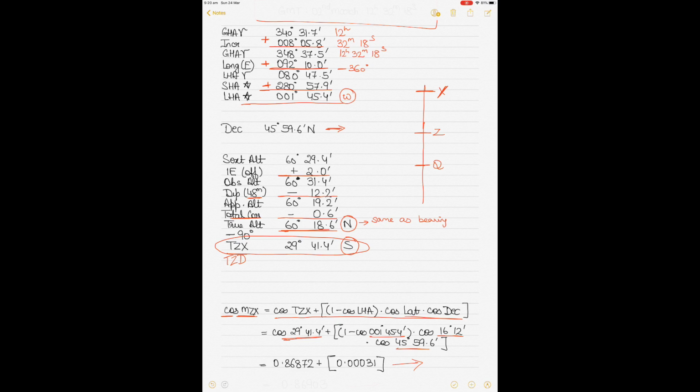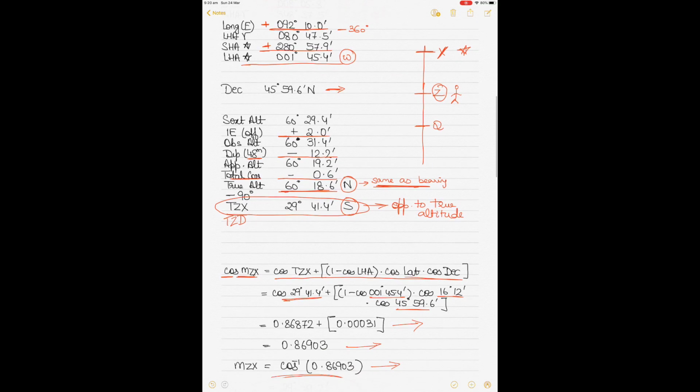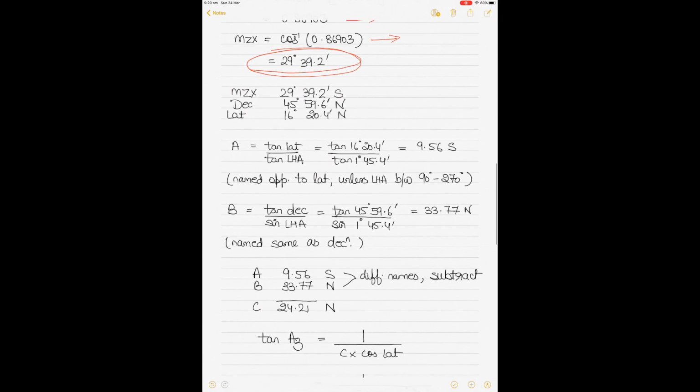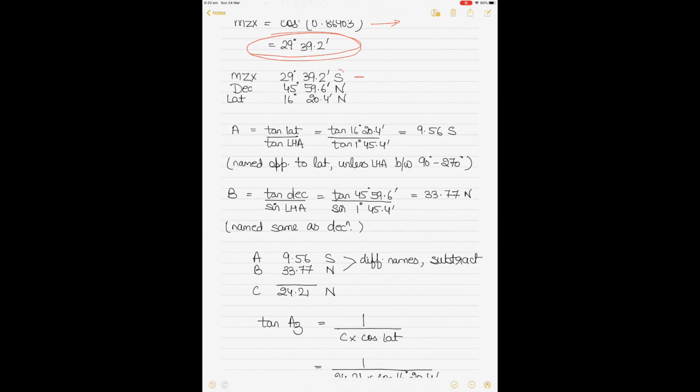So the body is north of me, right? This is me as an observer, and this is the celestial body, the star Capella. It's north of me, so I will name it north. I will name my true altitude same as bearing, and that is north. True zenith distance or meridional zenith distance, MZX, is named opposite to true altitude. Whatever you name your true altitude, it's named opposite to that. So if altitude is north, you will name it south. And that's why your meridional zenith distance is named south here.